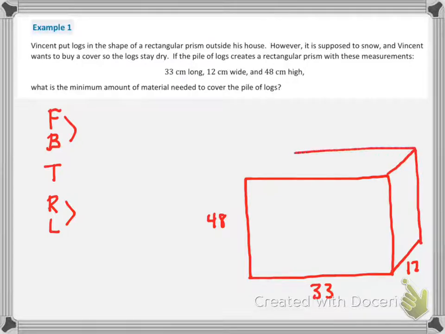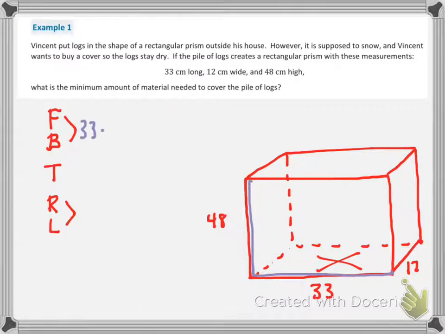Okay, if I draw this sketch, it's going to be something like that. And then we'll see the bottom. If we look through, we'll see the left side and the back and the bottom. But we don't want to count that bottom. So let's do the front and the back. The front is a 33 by 48. So we're going to do 33 times 48 times 2 because we will use the back. The top is going to be a 33 by 12. So that's just 33 times 12.